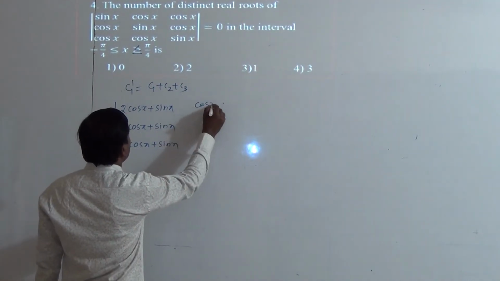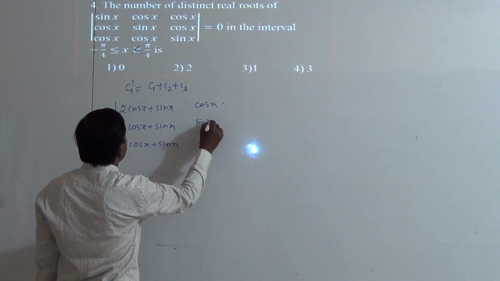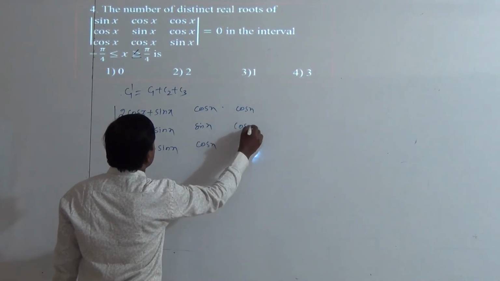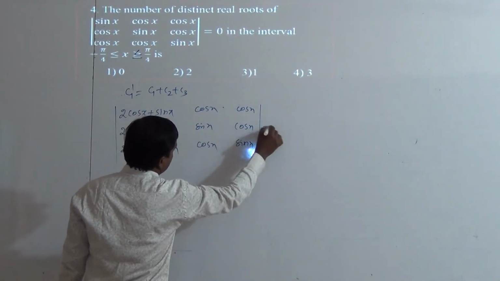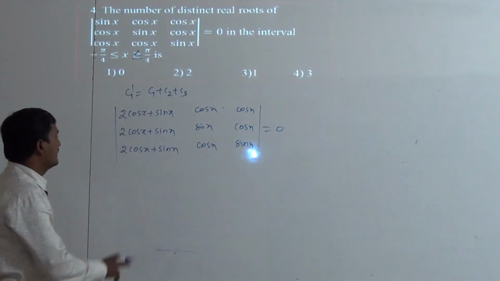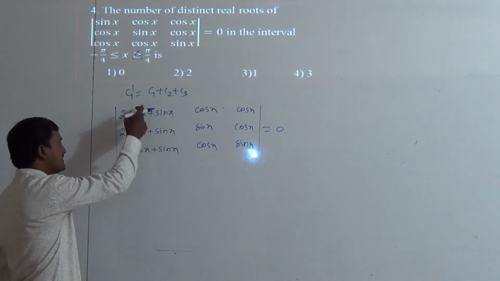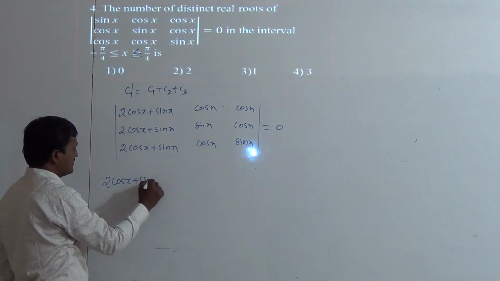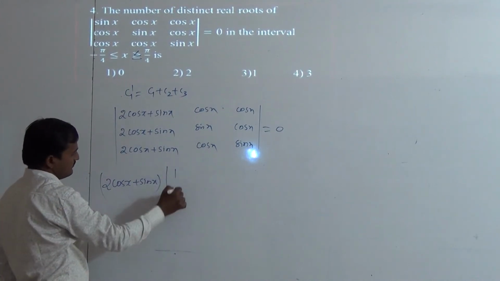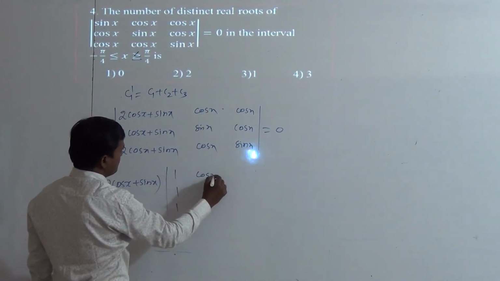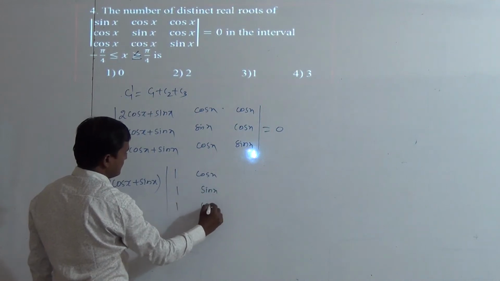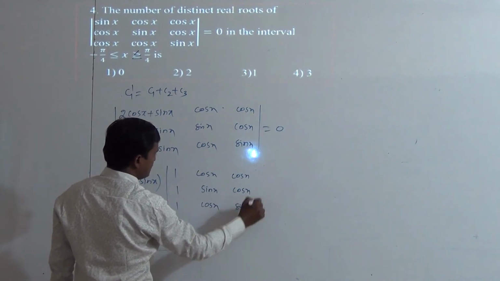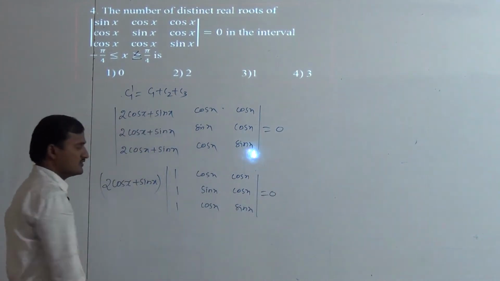So therefore clearly it is cos x, and here it is sin x, and here it is cos x, and cos x, and here it is sin x. The value of this determinant equal to 0. Take 2 cos x plus sin x common from C1. So clearly 2 cos x plus sin x outside from first column. So here it is 1 1 1. Here it is cos x, sin x, and here it is cos x. Here it is cos x, and here it is sin x. So the value of this determinant equal to 0.